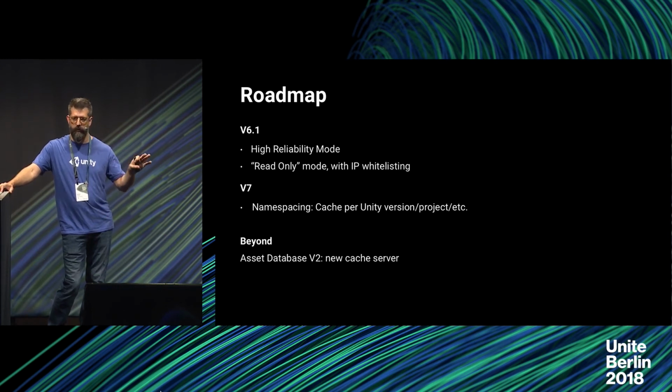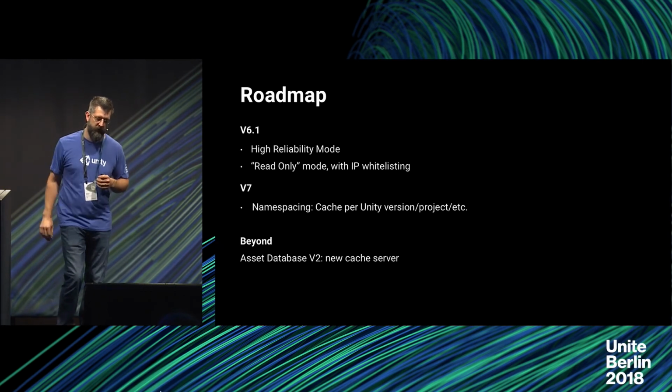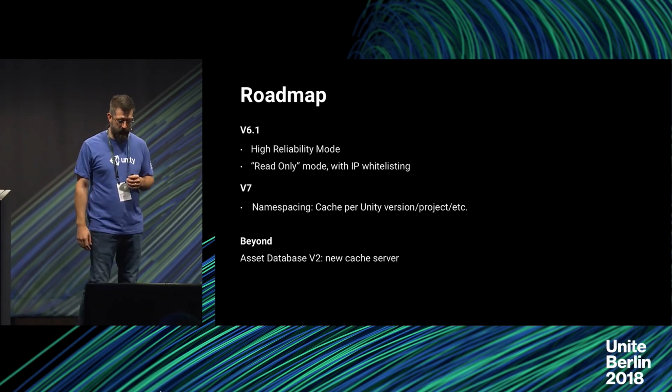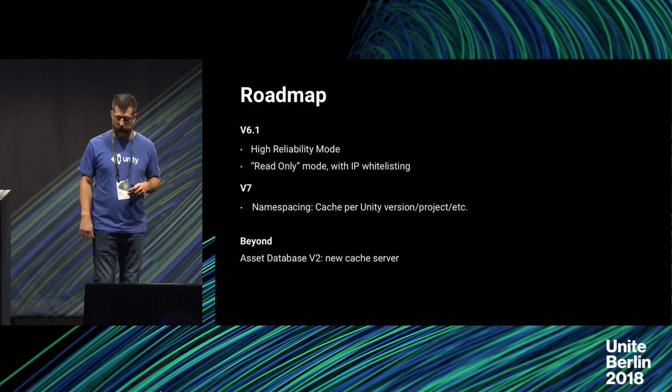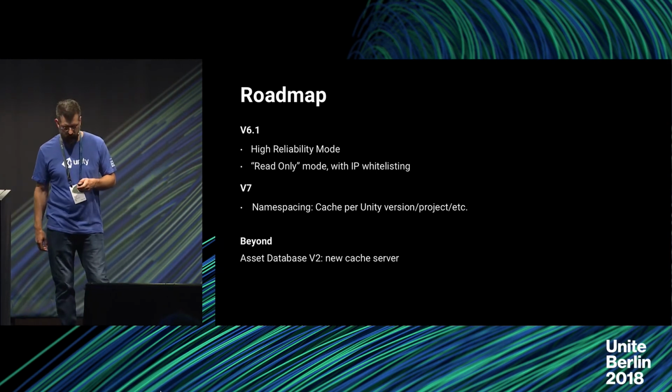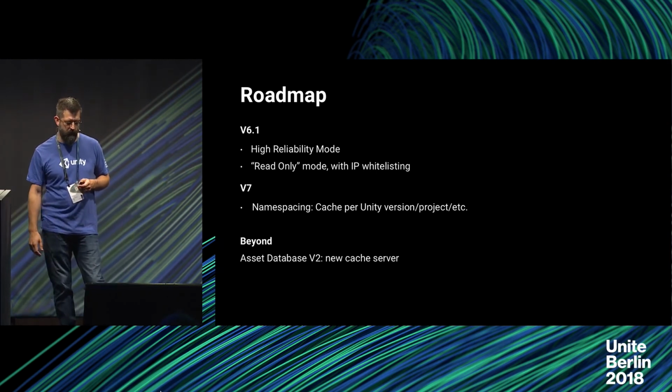And this GitHub version, this Node version, will be maintained as long as you guys are using 2018 or the versions prior to when the Asset Database v2 is introduced, and then that'll eventually be deprecated, and we'll all be on the new cache server. But that's down the road. That's another year or so. So we've got a long time to support the current cache server.